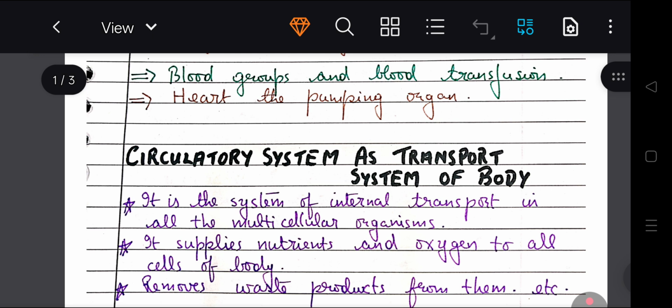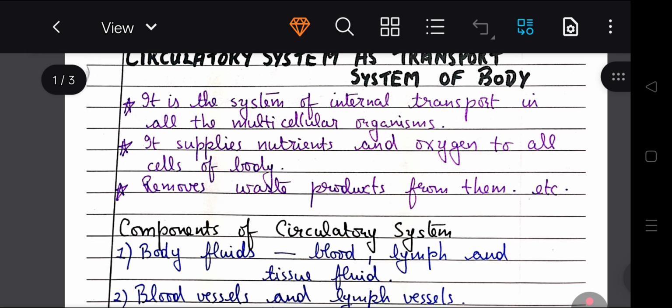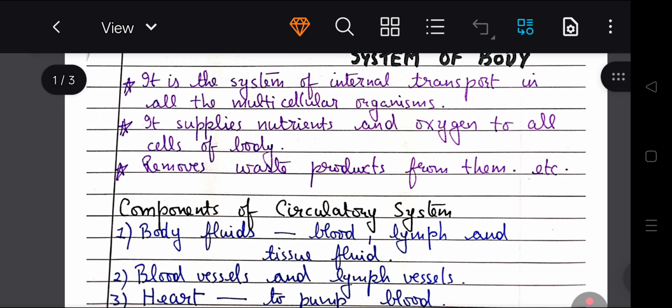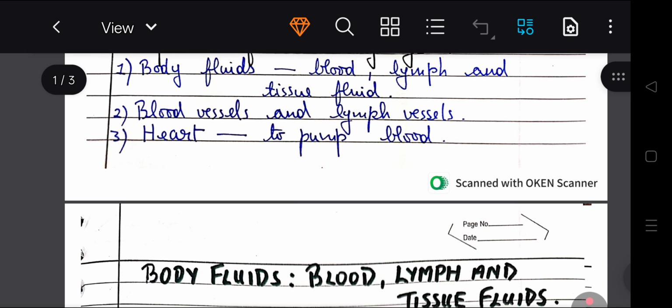It is the system of internal transport in all the multicellular organisms. It supplies nutrients and oxygen to all cells of the body. So this much you must have understood. And it removes the waste products from them also. Components of the circulatory system: body fluids, blood, lymph and tissue fluid; blood vessels and lymph vessels; and the heart, the pumping organ of the blood.